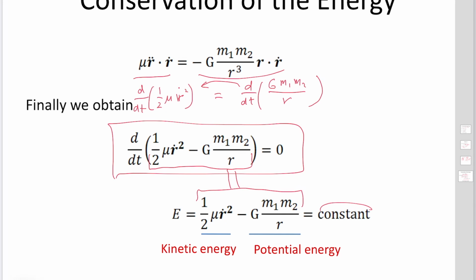As a constant value, we call this the total energy. Total energy consists of two terms. The first term corresponds to the kinetic energy, and the second term corresponds to the potential energy. Then from the equation of motion, by using the scalar product with r dot, we derived energy conservation. This is the end of this session.